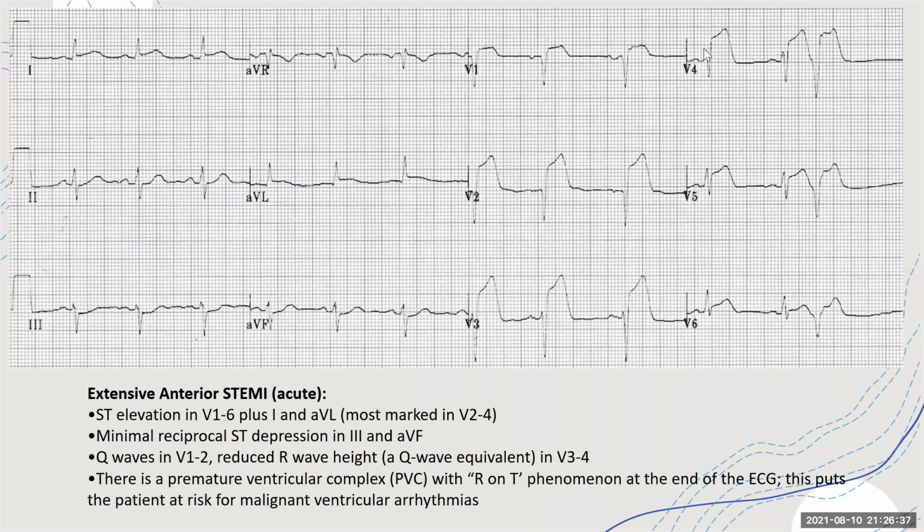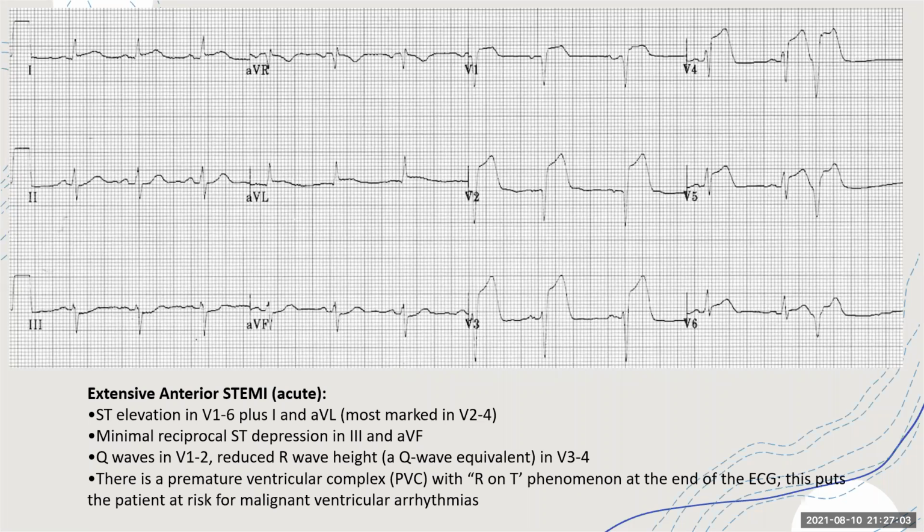Now you can clearly see this is the ST elevation. It's very much marked here. Again, you can appreciate the ST elevation. This is ST elevation. This is ST elevation. Again, this is ST elevation. V3 also showing ST elevation. V6 also showing ST elevation. So these big waves which you are seeing are nothing but the ST segment which is elevated, showing that this patient is having myocardial infarction.